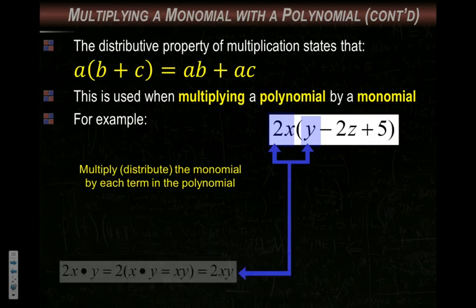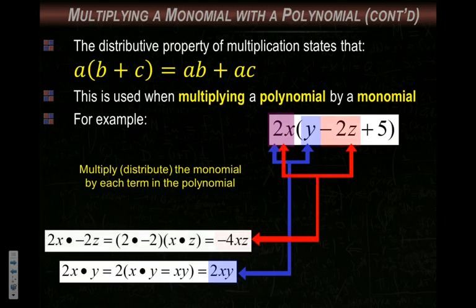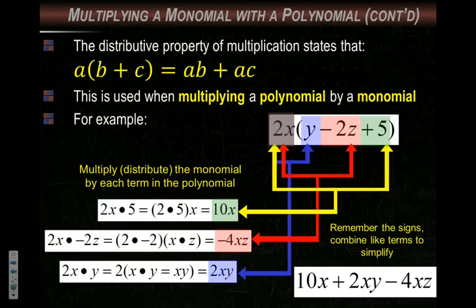Watch as I do this. 2x times y is 2xy. 2x times negative 2z is negative 4xz. And 2x times 5, what is it? Anyone? 10x. 10x, that's right. Okay? So this becomes my new expression. These 3 pieces put together gives me 10x plus 2xy minus 4xz.